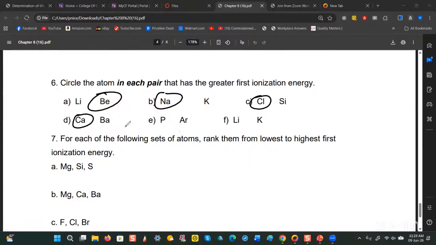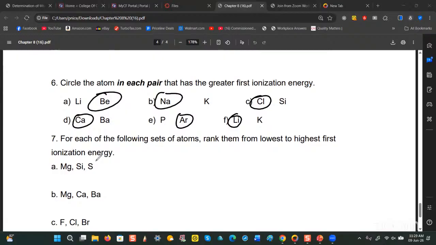Then we have phosphorus and argon. Okay, so phosphorus and argon are actually in the same period. So which would you expect to have the greater first ionization energy? Argon, exactly. And then lithium and potassium. Which would you expect to have the greater first ionization energy between those two? Lithium, okay, very good.